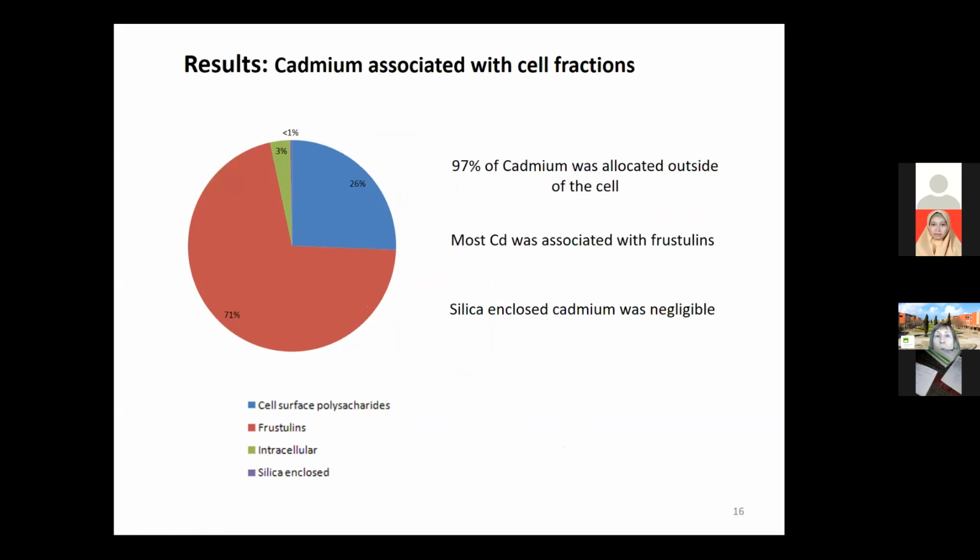So then we also quantified the cadmium associated with each cell fraction. 97% of cadmium was allocated outside of the cell. Only 3% of the cadmium was inside the cell, was intracellular. Most of the cadmium was associated with frustule proteins, as you can see. This is the red, like 71%. And the silica enclosed cadmium was very low, less than 1%. So most of the cadmium allocated outside was associated either to cell polysaccharides or to frustule proteins. And most of it was associated to frustule proteins.